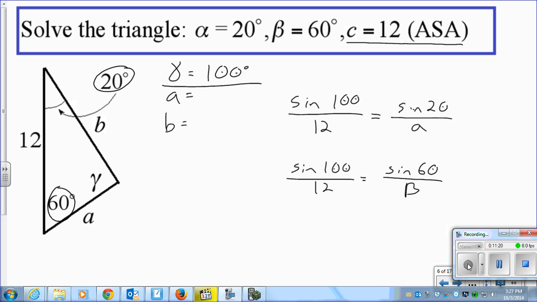So I'm going to pause it here. I'll go ahead and solve those out and make sure you can find the solution. And I'll post them here in a second. So pause your video and try it on your own.